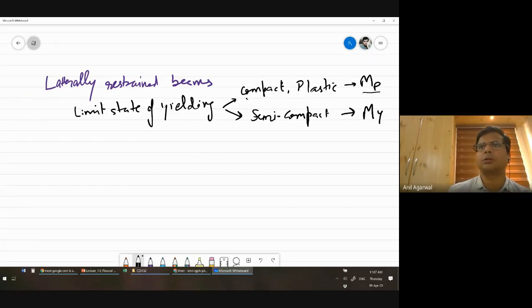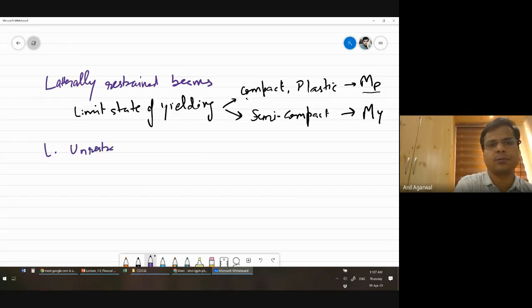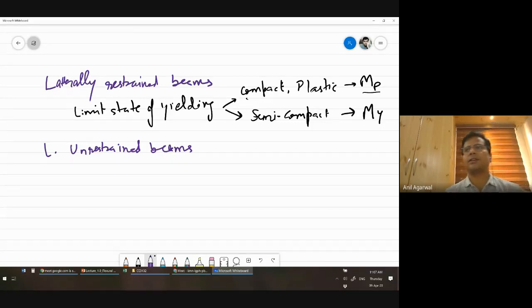Then we started talking about lateral torsional buckling, which is possible only for laterally unrestrained beams. The beams that are laterally unrestrained can actually move sideways when the flexural load is applied. Half of the cross section will be under compression and half under tension. The part that is under compression would want to move sideways, right? And that is how a laterally unrestrained beam can undergo lateral torsional buckling.